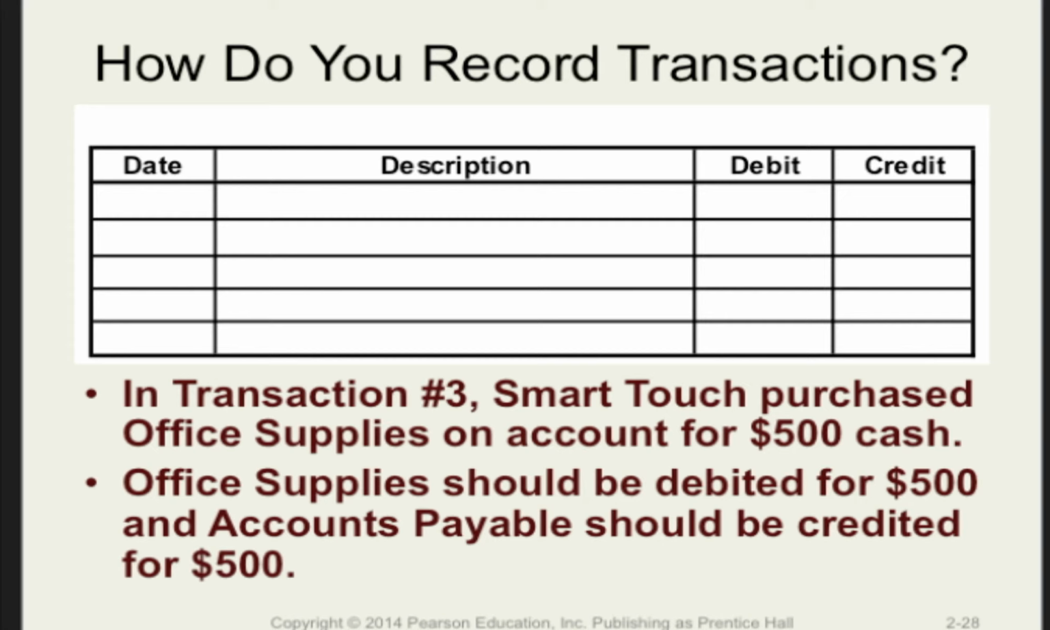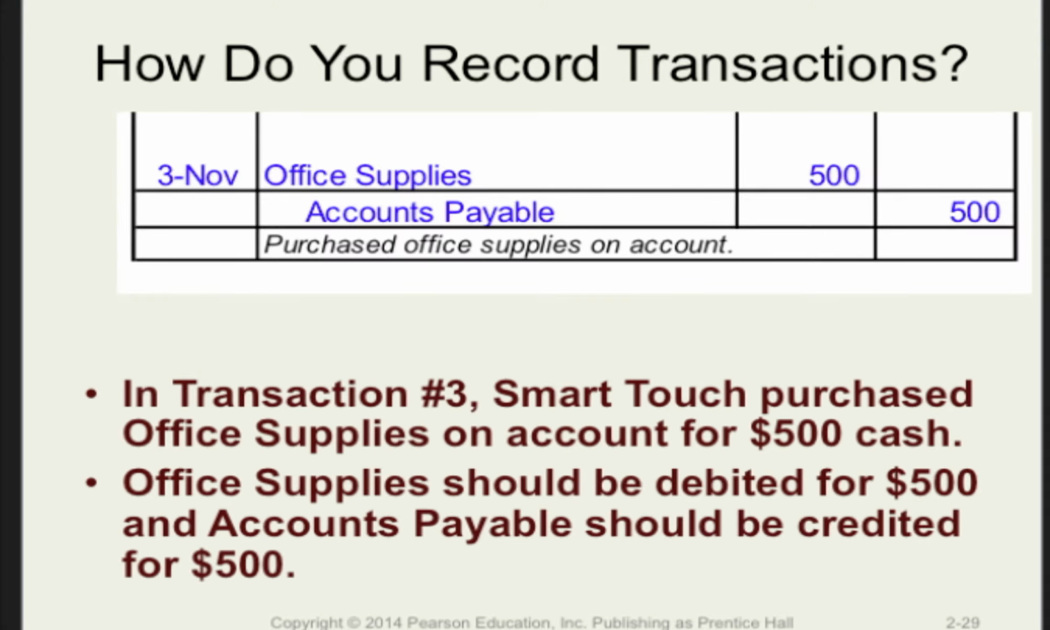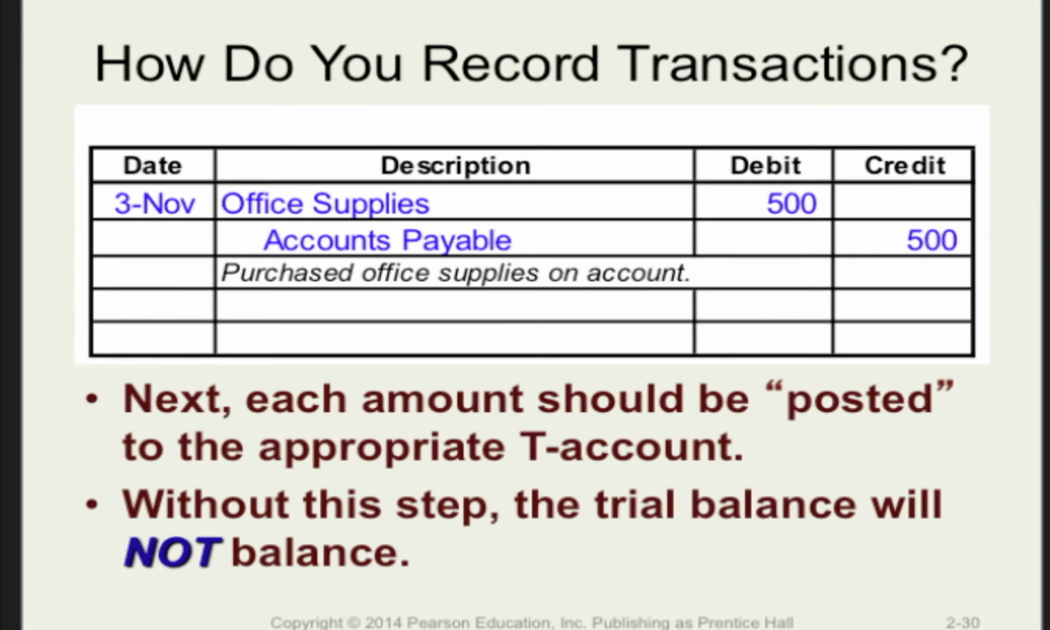In transaction number 3, Smart Touch purchased office supplies for $500 on account on November 3rd. The increase in Smart Touch's office supplies is recorded as a debit in the office supplies account. The increase in Smart Touch's accounts payable is recorded as a credit in the accounts payable account. The amounts are then entered into the journal, as you see here. Again, we will post each piece of the journal entry into the appropriate accounts on the general ledger.